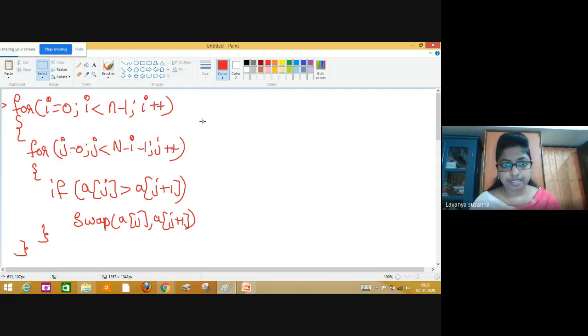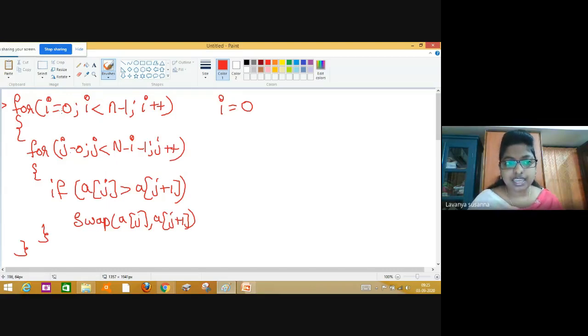Now see, iteration 0. Previously, we started with iteration 1, right? Here in programming language, iteration starts from 0, not 1. See, when i equal to 0, what is happening? Here you are taking 2 loops. The first loop represents iterations. In the second loop, you are going to select the elements.